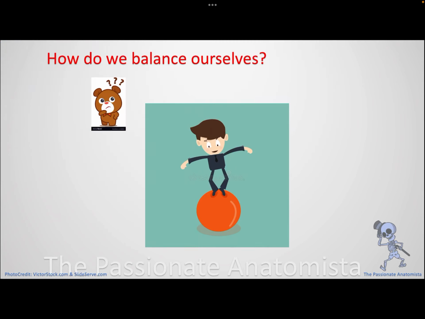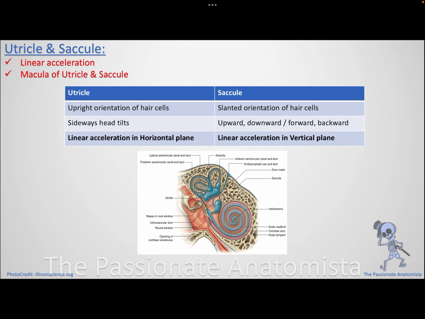We talked about it. Now, how do we balance ourselves? Now, moving on to the last part of the inner ear, it's basically the vestibular system. Now, how does the vestibular system work? I made to you guys a small, nice summary to help you to memorize the difference between the utricle and saccule. The utricle and saccule are actually these dilatations, and they are going to be important to detect the linear acceleration.